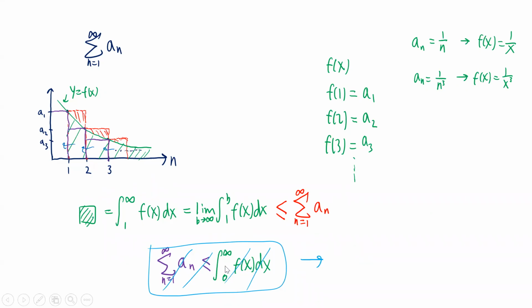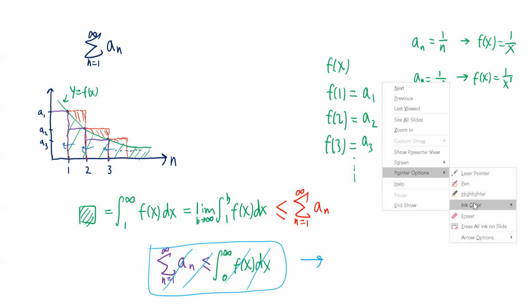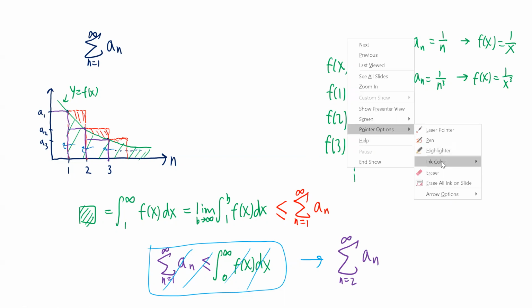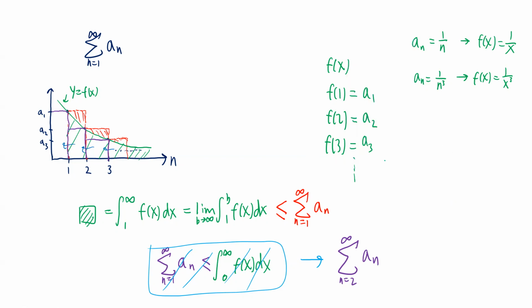If the series that I consider goes from the second term, that means I only count the second rectangle and onward. So in this case, this will be smaller than or equal to the integral from 1 to infinity. So this is better to use.